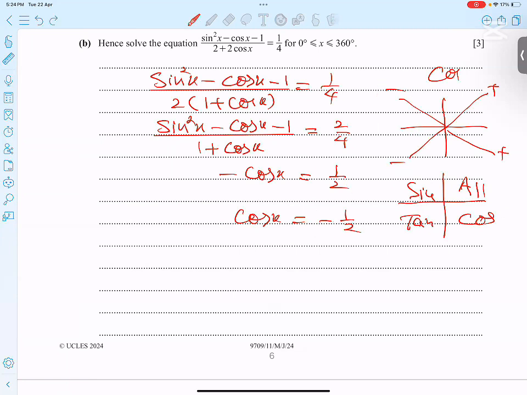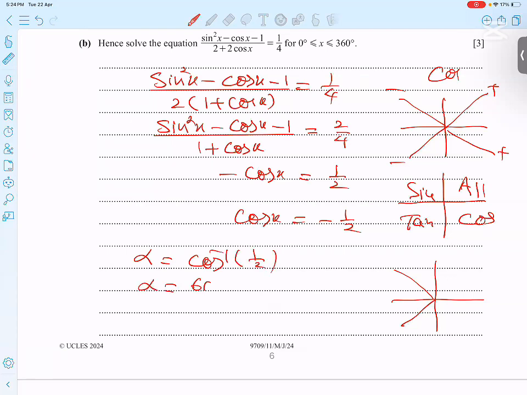So we have quadrant number 2 and quadrant number 3. I believe all people understand what is going on up till now. So now take this as alpha for a while. Alpha is equal to cos inverse of half, and I got it here, 60 degrees.